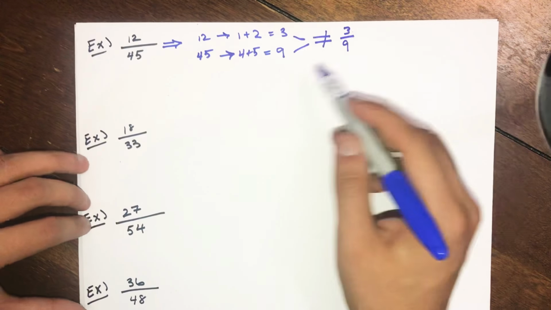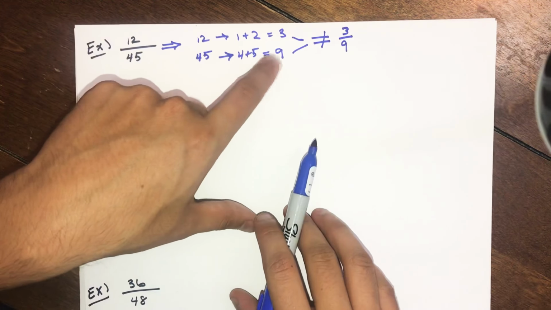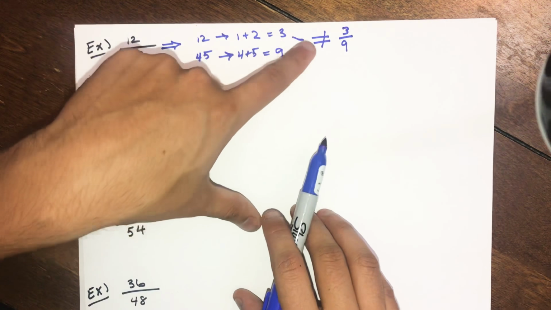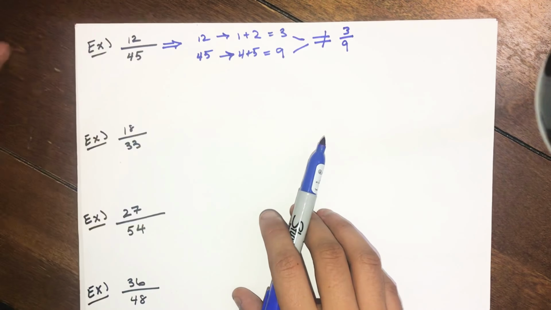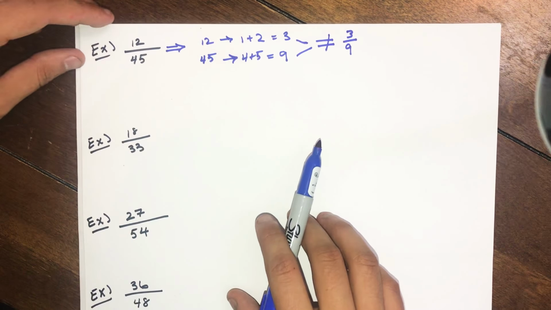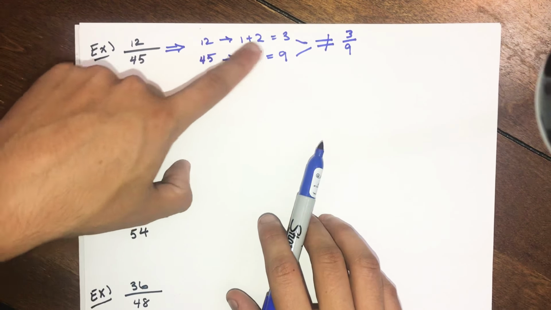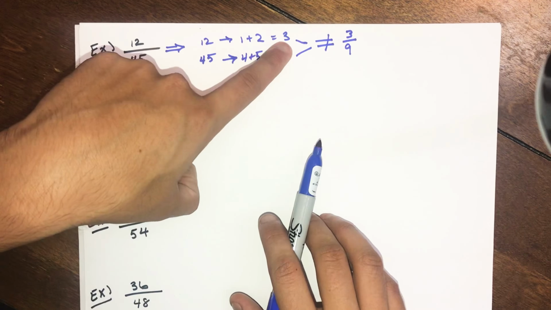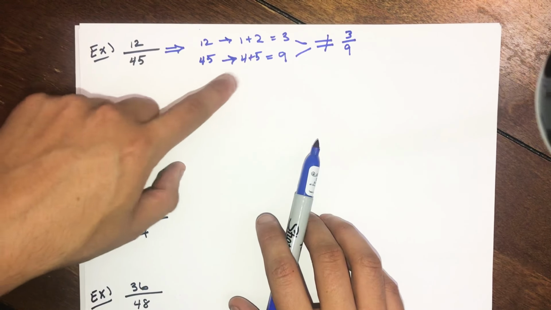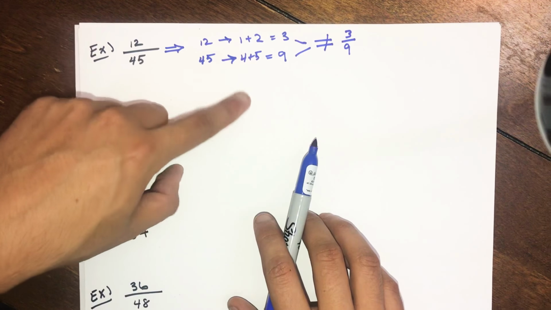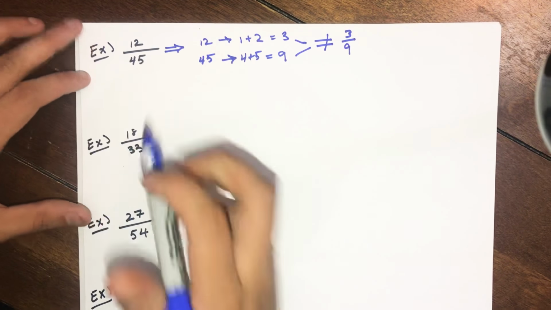A lot of you, when I showed you the trick, like to just write 3 over 9 because of what happens here. That's not what the trick is. The trick's just saying that 3 will go into this number because the sum of the digits of this number is divisible by 3. 3 goes into 3. Same thing with 45. 4 plus 5 is 9. 3 goes into 9. That means 3 goes into 12 and 45. So let's see.